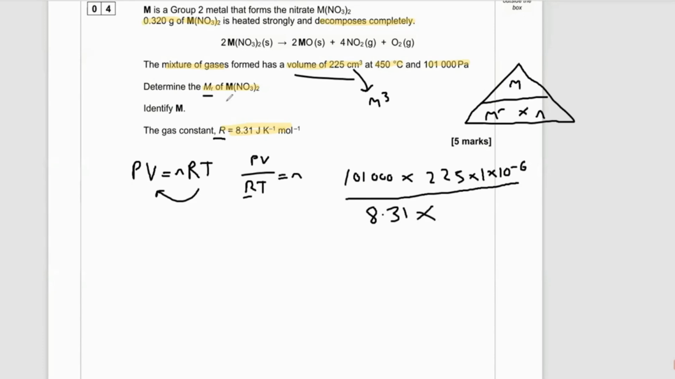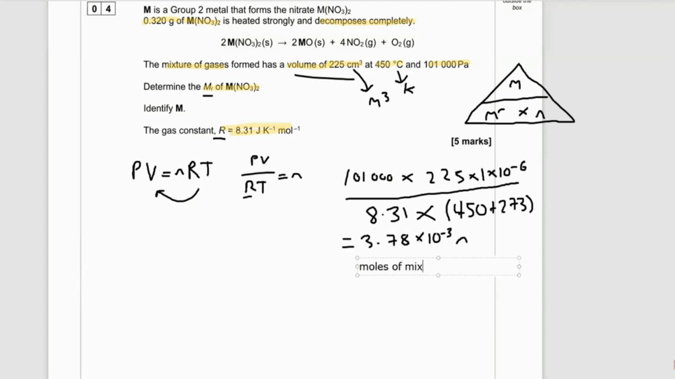You can do that two ways. You can do 225 times 1 times 10 to the minus 6, or you can divide by 1 times 10 to the 6, both the same. Now that's going to be divided by 8.31, the gas constant, times 450 degrees, but turn it into Kelvin for this, so add 273. Now you've done that, you'll have scored for the rearrangement, and you'll have got a mark for the correct conversions. So you'll be on at least 2 marks here.